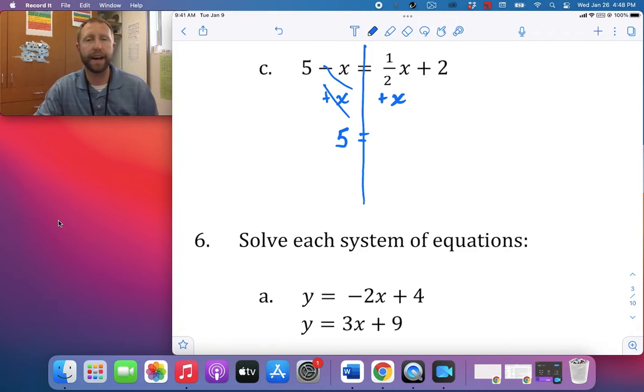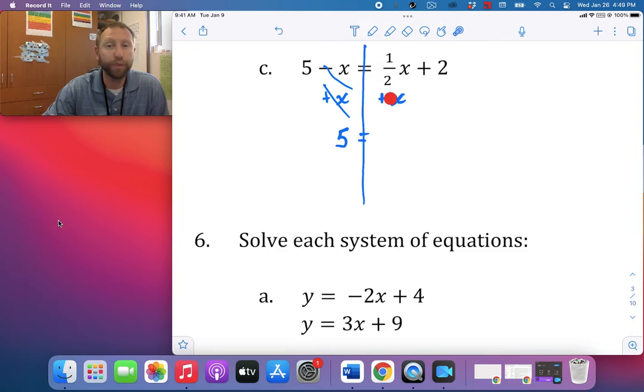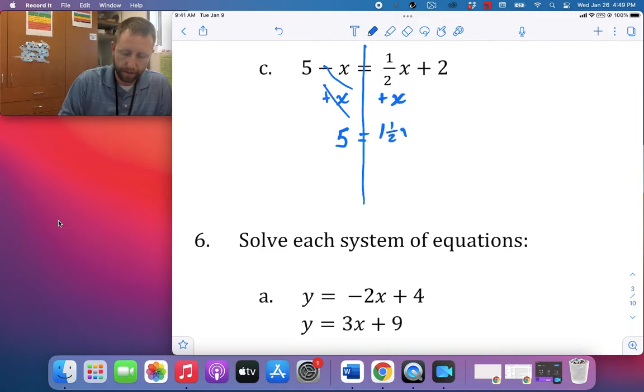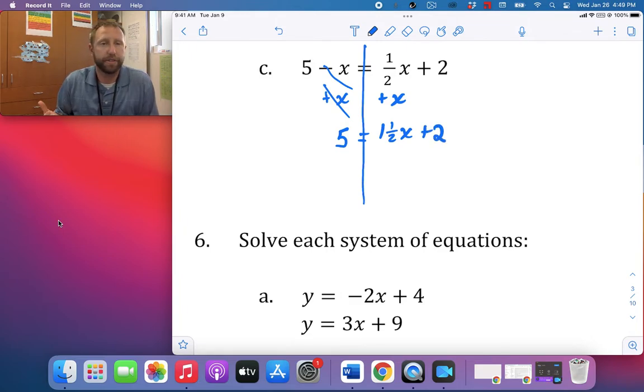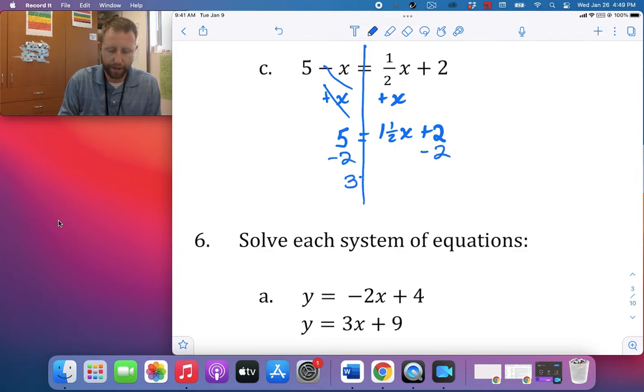Now on the right-hand side, remember, when there's no number written in front of the x, right? There's no number written here. There's really a 1. So this is 1/2 x plus 1x. That's 1.5 x. And then plus 2. Okay? And now it's just a two-step equation. Subtract 2 from both sides. 5 minus 2 is 3. So I've got 3 equals 1.5 x.